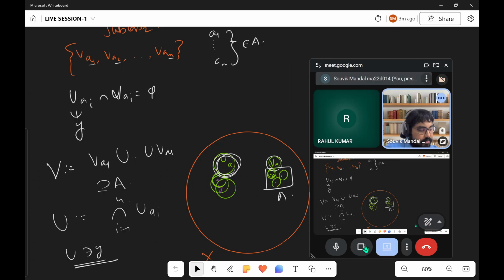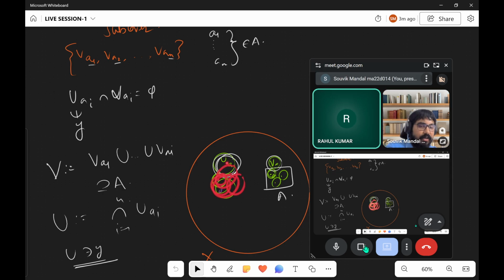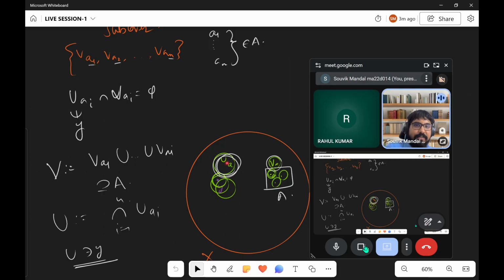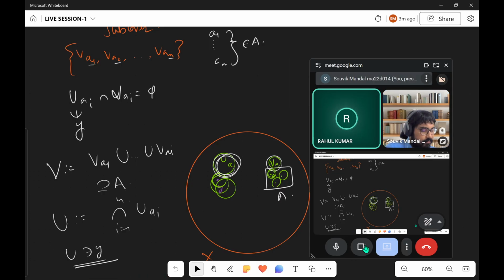Because we are getting UI around this point Y, right? Yes, sir. So we are taking their intersection, so the intersection will contain Y, right? And here we are taking the union of all possible V's, so it will contain A also, right? Correct. And of course, from this diagram itself, U intersection V is empty. Is it clear? Yes, sir.